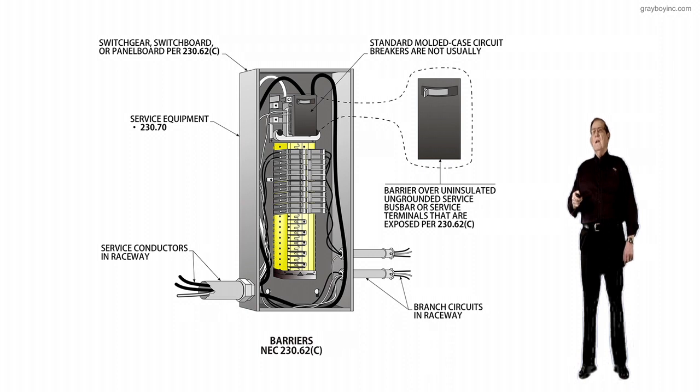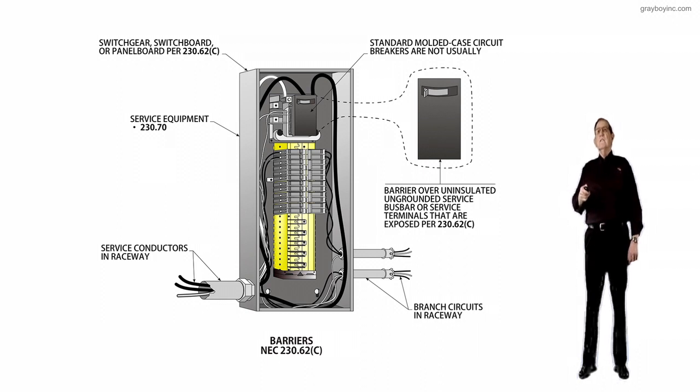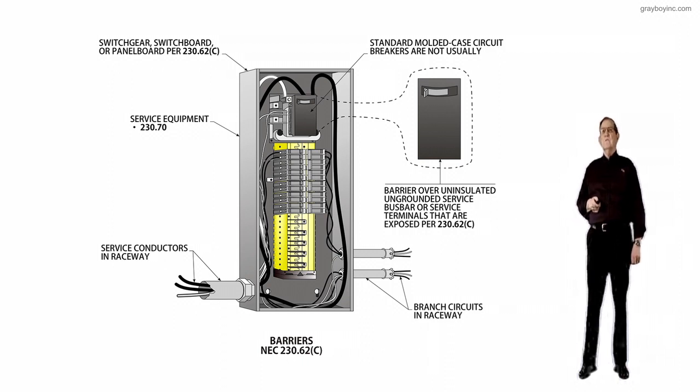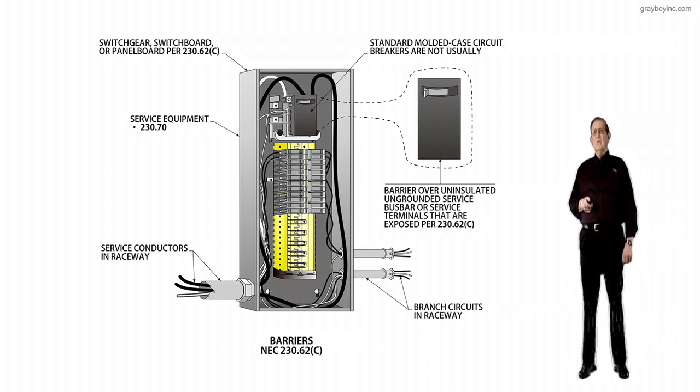fourthly, a barrier over uninsulated, ungrounded service bus bars or service terminals that are exposed per 230.62(C), and you see that's right underneath the barrier that is covering those lugs where we would terminate those service conductors. So that is the impact of this change.